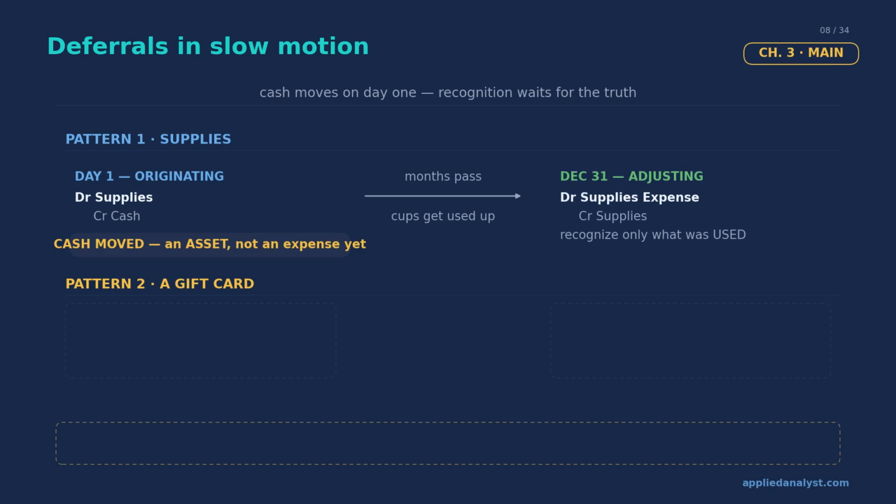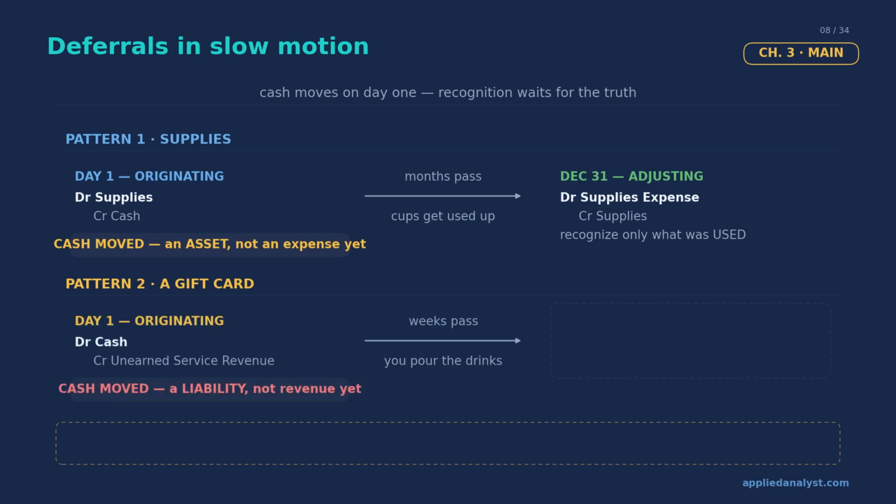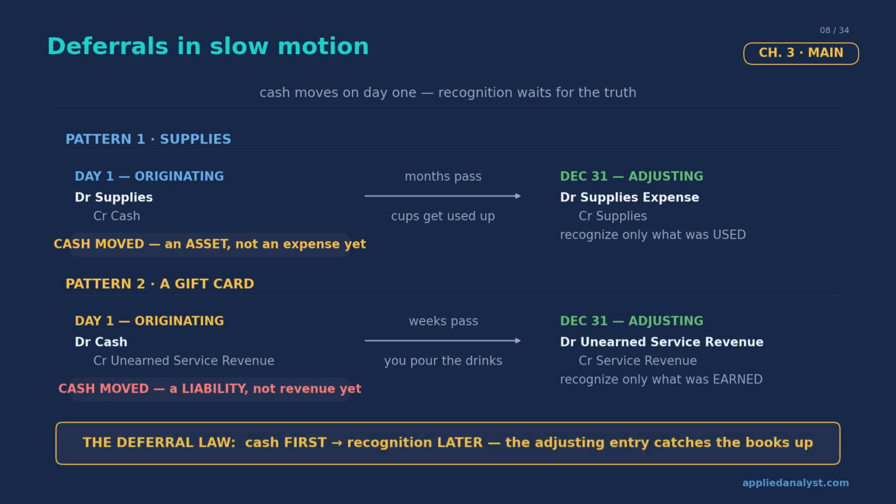Pattern 2. A gift card. Day 1, a customer hands you money. Debit cash, credit unearned service revenue. A liability, because you owe the coffee. Weeks pass, you pour the drinks, then the adjusting entry. Debit unearned service revenue. Credit service revenue, recognizing only what you earned. Cash first, revenue later. Same movie, two endings, and the exact Maple Bean numbers are minutes away.